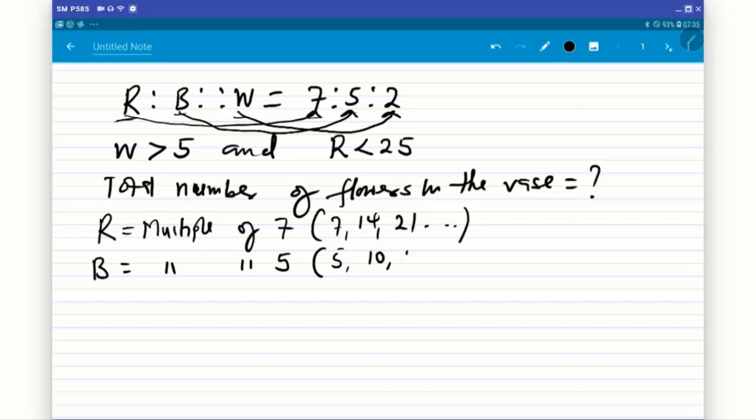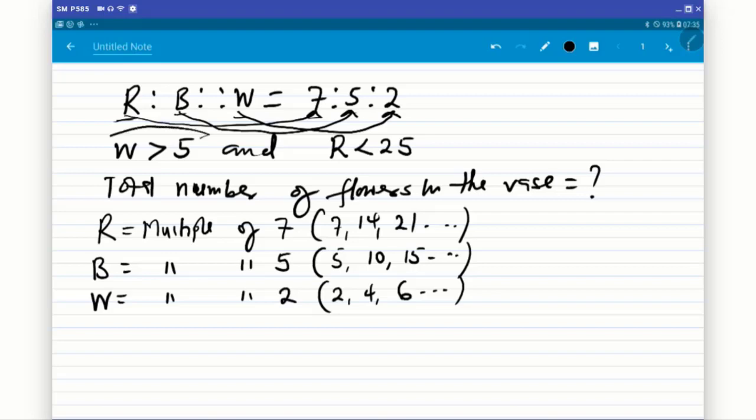That's maybe 5, 10, 15, and so on. And the number of white flowers must be a multiple of 2. That's 2, 4, 6, and so on. Okay, so now, once you have this at the back of your mind, it makes the work easier.